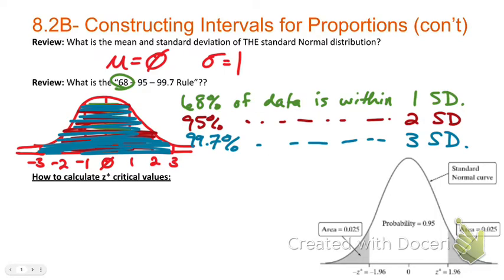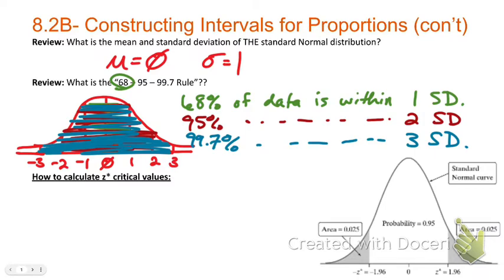If I just want to be 68% confident, then I just need to go out 1 standard error. If I want to be 99.7% confident, how many standard errors should I go out? I should go out 3 standard errors.